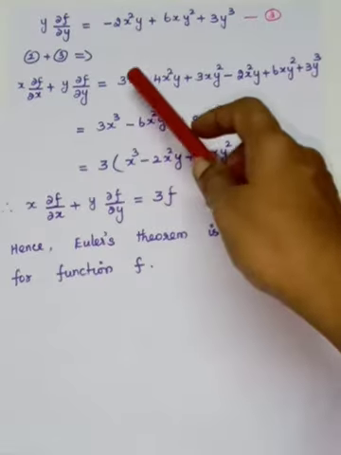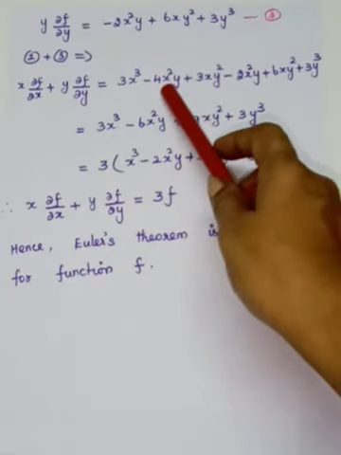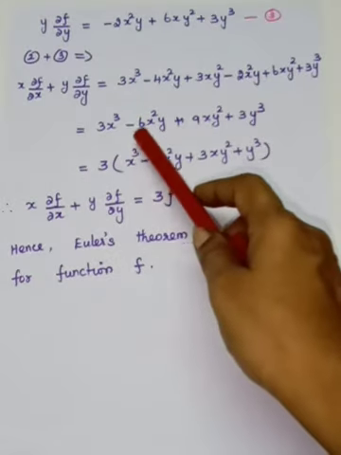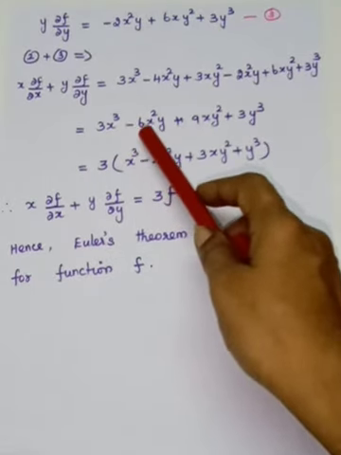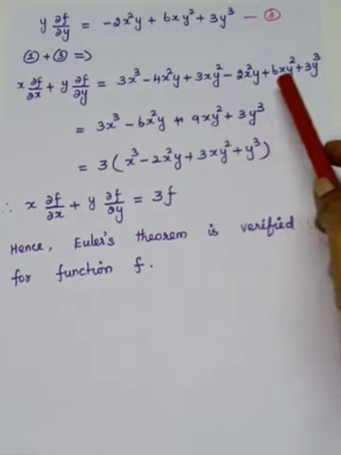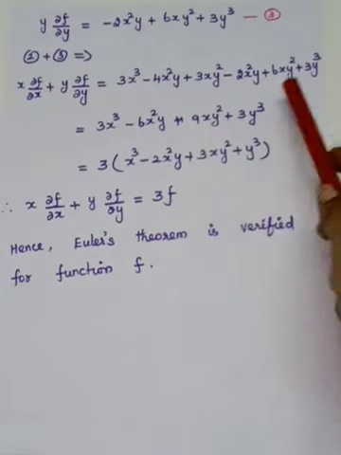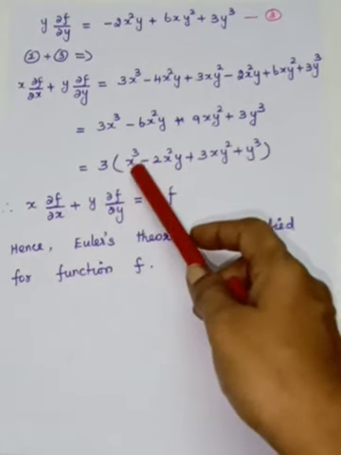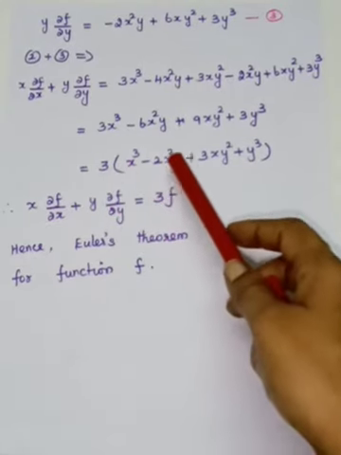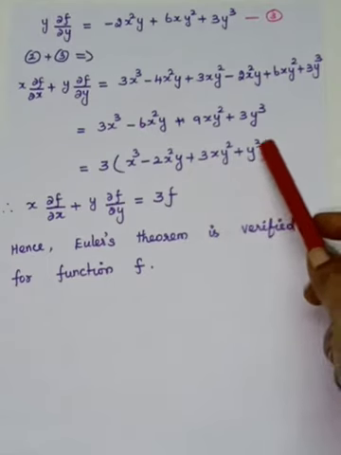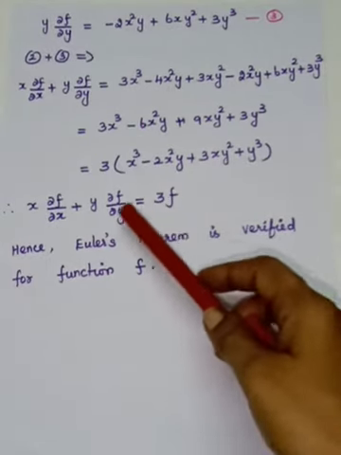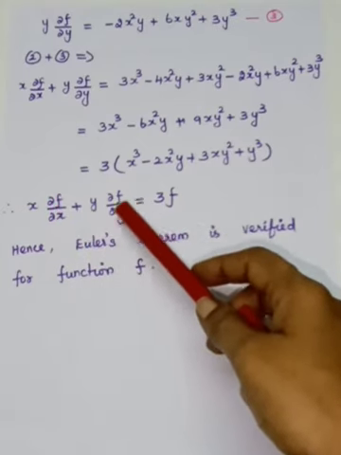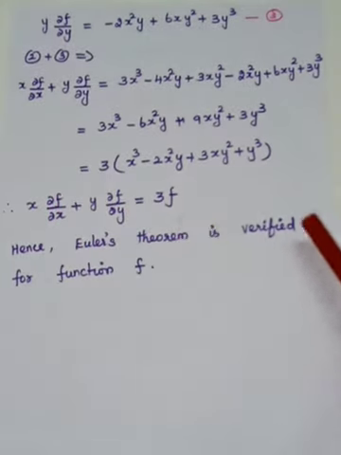Okay, look at this. 3x cube I have written. So see that minus 4x squared y minus 2x squared y. So if you take it out, what is here? Minus 6x squared y. And plus 3xy square. Here plus 6xy squared. So when you add, it is 9xy squared and plus 3y cube. So from all the terms, what is common? 3 is common. If you take it out, what is remaining? X cube minus 2x squared y plus 3xy squared plus y cube. What is this? It's the original function f. So x dou f by dou x plus y dou f by dou y is equal to 3f. So we have verified the Euler's theorem for the function f.